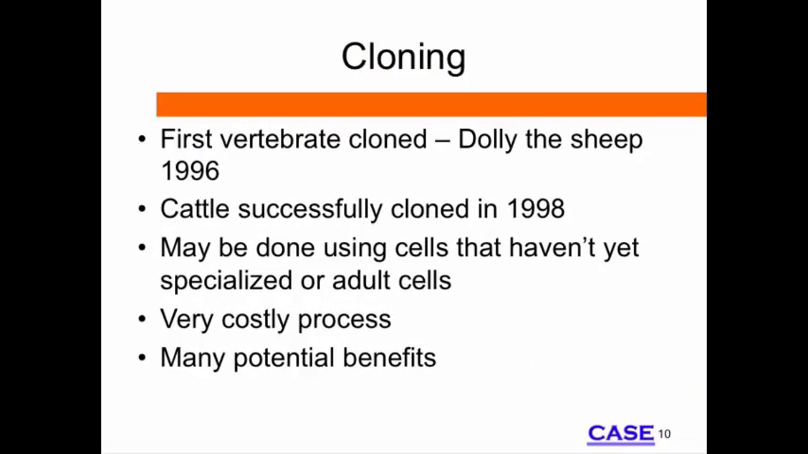The third reproductive technology studied is cloning. Dolly the sheep was the first successful vertebrate cloned in the 1990s. The cloning process is very costly, making it economically unfeasible for most livestock producers. However, there is great potential for cloning of livestock for research in disease treatment testing, organ production for organ transplant, pharmaceutical production, or cloning endangered species to prevent extinction.